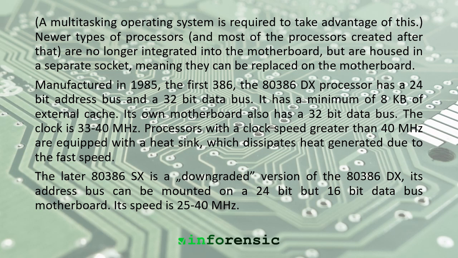Processors with a clock speed greater than 40 MHz are equipped with a heat sink, which dissipates the heat generated due to the fast speed. The later 80386SX is a downgraded version of the 80386DX. Its address bus is 24-bit, but it can be mounted on a 16-bit data bus motherboard. Its speed is 25 to 40 MHz.